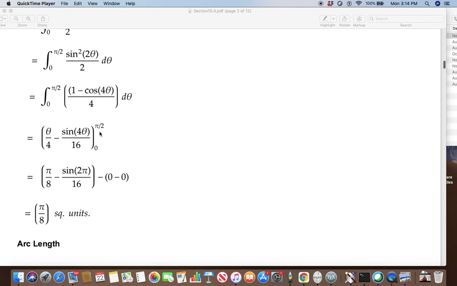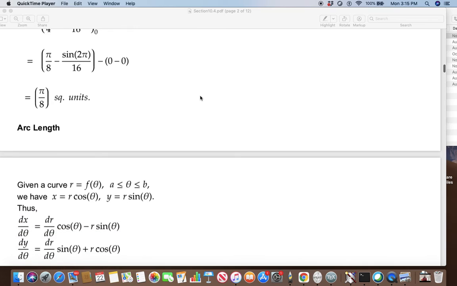When I calculate, I get pi over 8 because sine of 2 pi is 0. And when the angle is 0, both these values are 0. So the answer is pi over 8.